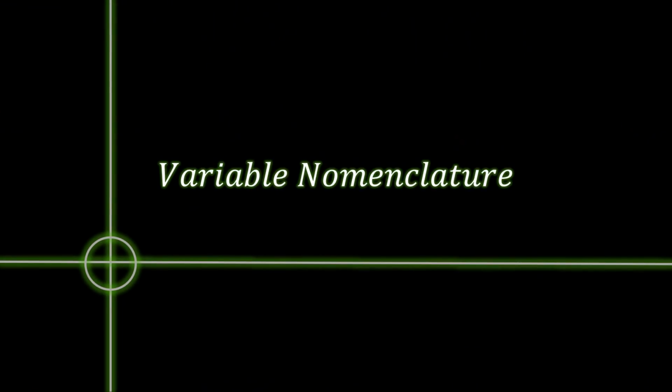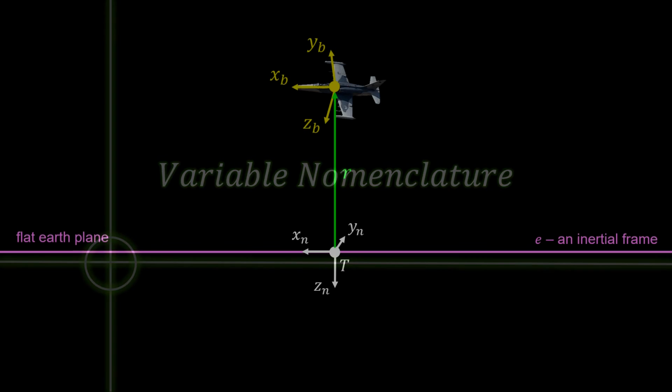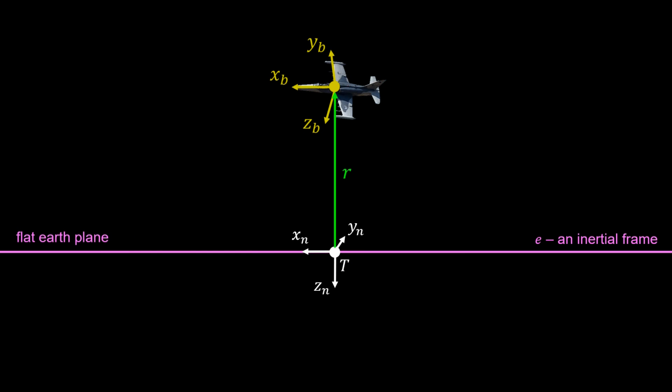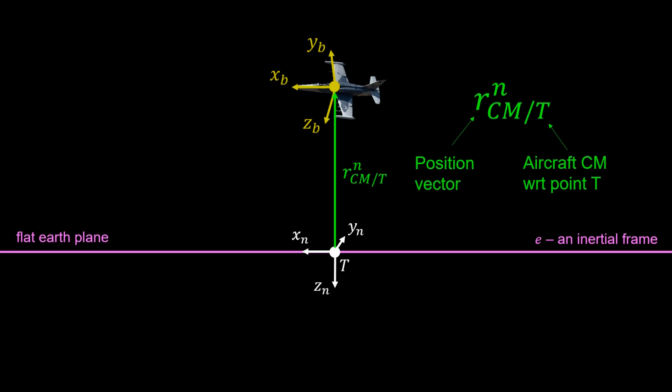Let's take, for example, the aircraft position vector. We have the position variable r. The subscript cm/t means the aircraft center of mass with respect to the point T. What about the superscript n on the right-hand side? It means the position vector is resolved in the NED coordinate system.